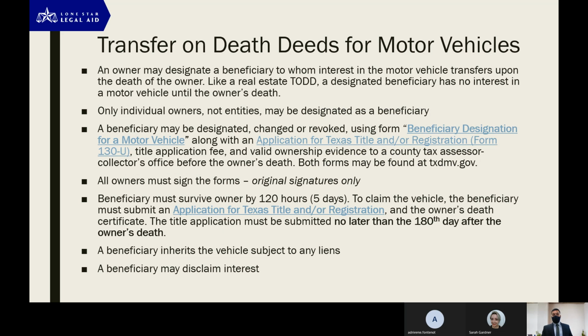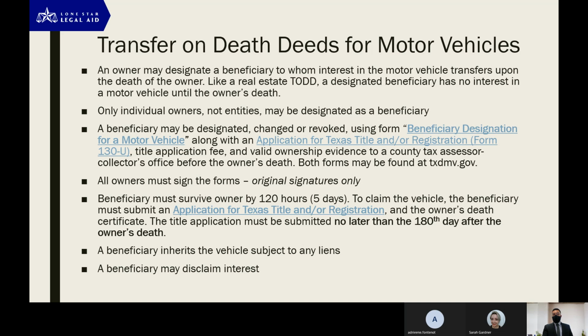You can do it for a house. Can you do it for a car? Yes. An owner can designate a beneficiary to whom interest in a motor vehicle transfers upon your death. So these are your primary assets. Most people, when they're thinking about what they're leaving after they pass, it's going to be a home and sometimes a vehicle or two. So you can have a TOD for a vehicle as well, and that would take care of 2 or 3 primary assets for you.